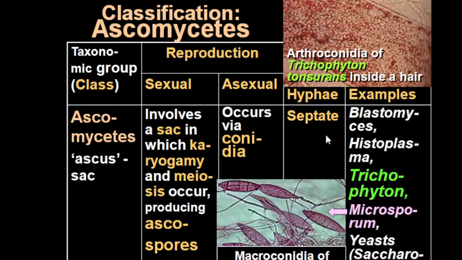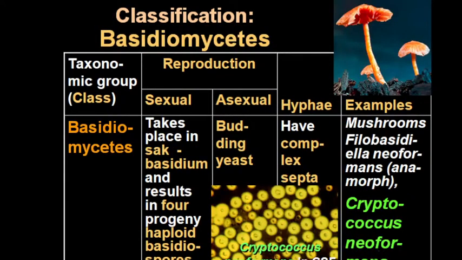And the hyphae are usually septated, and the examples are, my dears, all of these are pathogenic: Blastomyces, Histoplasma, Trichophyton, Microsporum, with the exception of Saccharomyces, which is non-pathogenic.